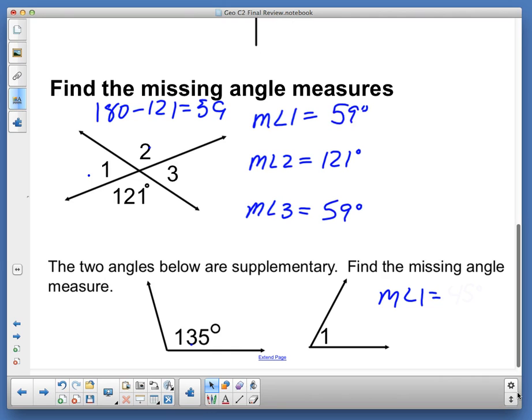My next one, supplementary angles are adding to 180. Complementary angles are angles that add to 90. These are supplementary, so 135 is subtracted from 180, and I get 45 degrees. Are there any questions?